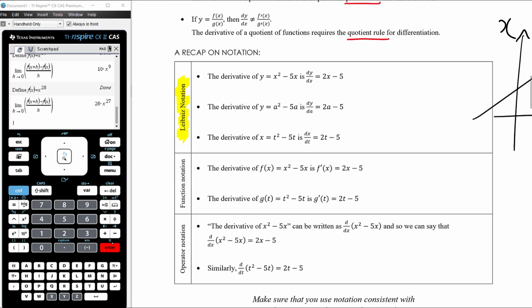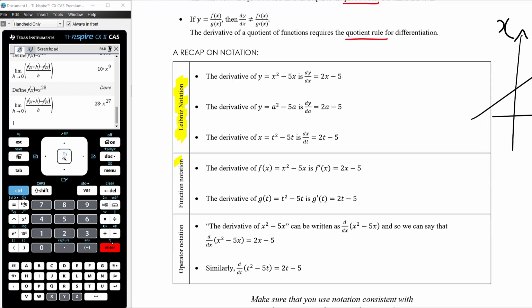The second option, the easier one we've been using a little bit more so far, is function notation. So if you've got your function as f of x, the derivative of that would be f dash x. G of t, the derivative of that would be g dash t. So this is the derivative of f with respect to x.